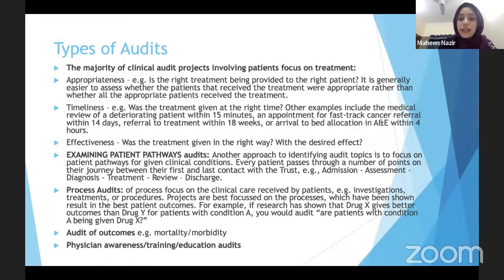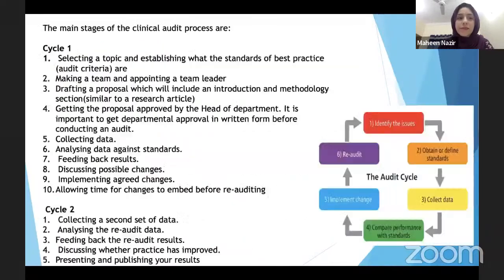Other are process audits, for example, whether certain drugs are being given to the correct patients. And there's also audits of outcomes in which you see if an intervention makes an impact on mortality or morbidity, but these are more complex and involve a lot of confounding factors. So I would recommend that for a beginner, you avoid these kind of audits. There's also audits on physician awareness, training, and education, and we'll see that in an example.